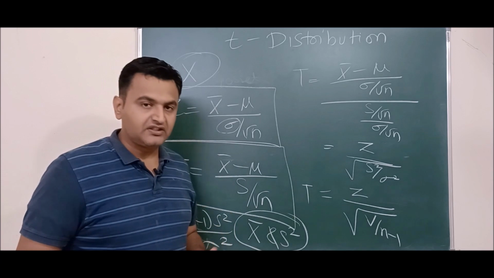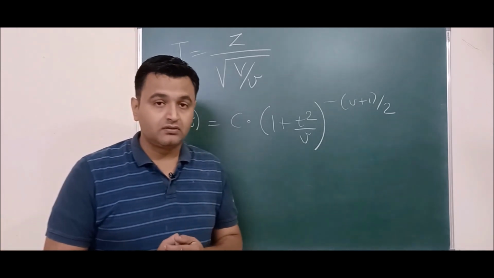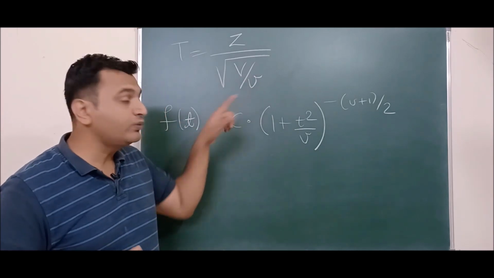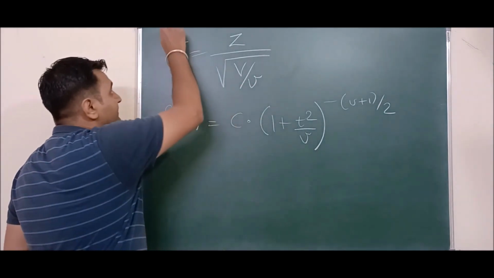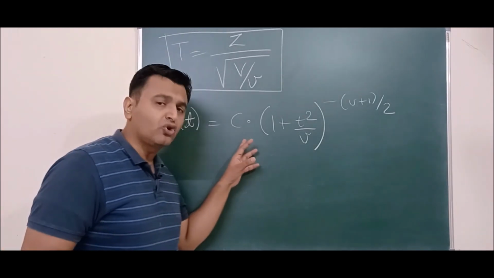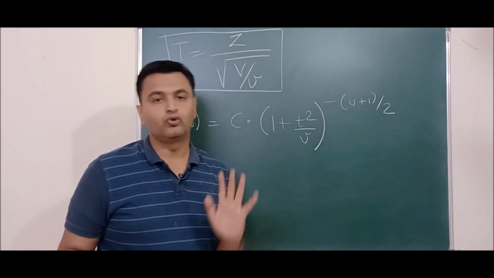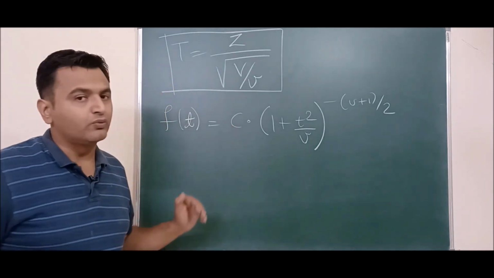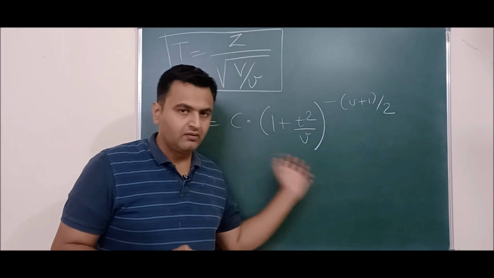Now let me give you a general definition of the t distribution. If z is a standard normal random variable, v is a chi-square distribution with nu degrees of freedom, and z and v are independent, then this is how we define the t distribution. Its density function is given by some constant times 1 plus t square by degrees of freedom, raised to minus degrees of freedom plus 1 by 2. What is this constant? It's a bit complicated. It involves the gamma function and all, so I'm not going to write it here. Those who are interested can have a look in the book. But while solving, we are not going to use this density function.